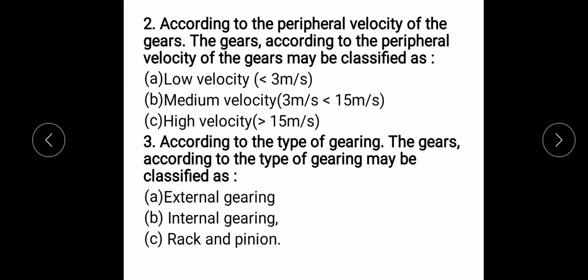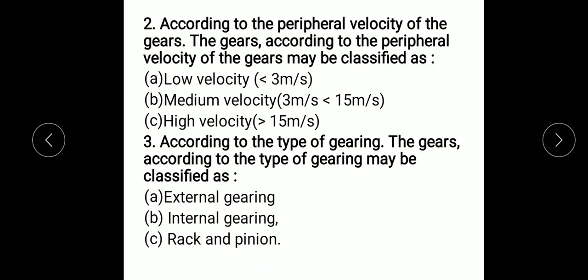And if the peripheral velocity is between 3 and 15 meters per second, it is known as medium velocity. And if the velocity is higher than 15 meters per second, it is known as high velocity transmission.